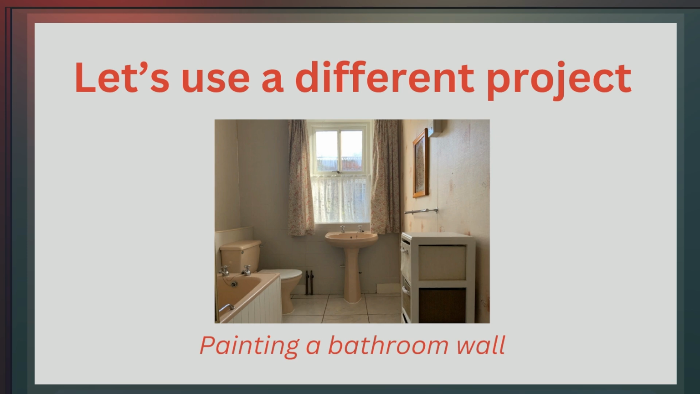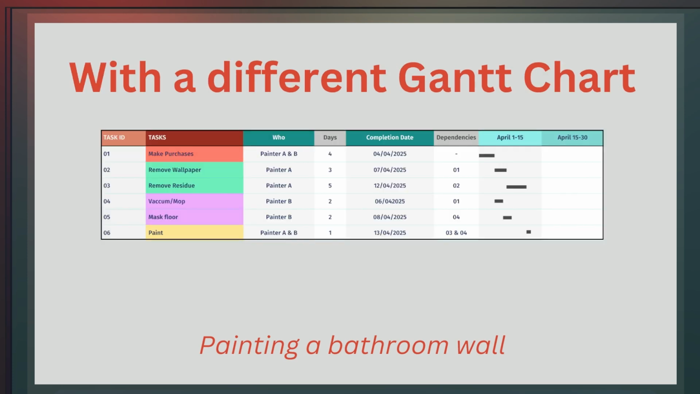So let's use a different project, painting a bathroom wall with a different Gantt chart. So we're going to make purchases, we're going to remove the wallpaper, remove the residue, vacuum/mop the floor, mask the floor, prevent any paint from getting on it, and then we're going to paint the wall.